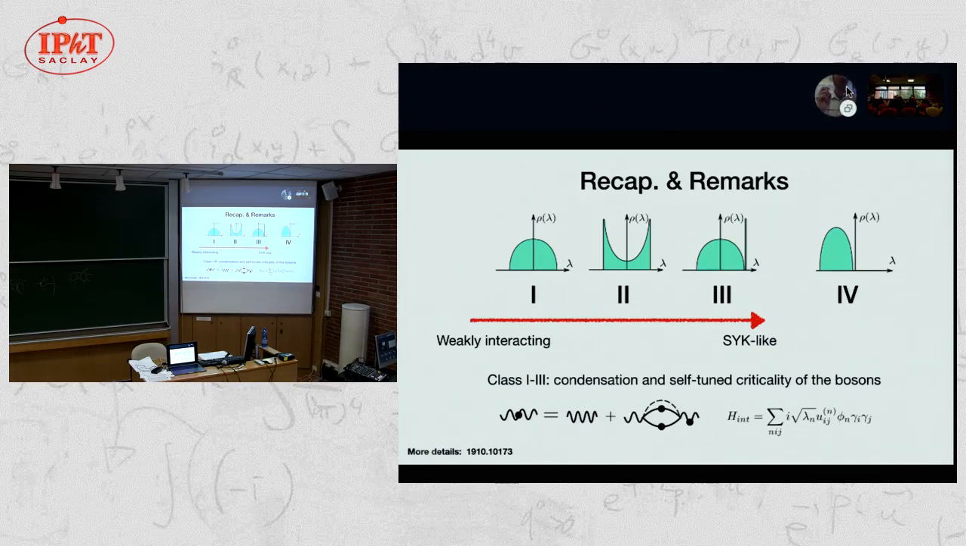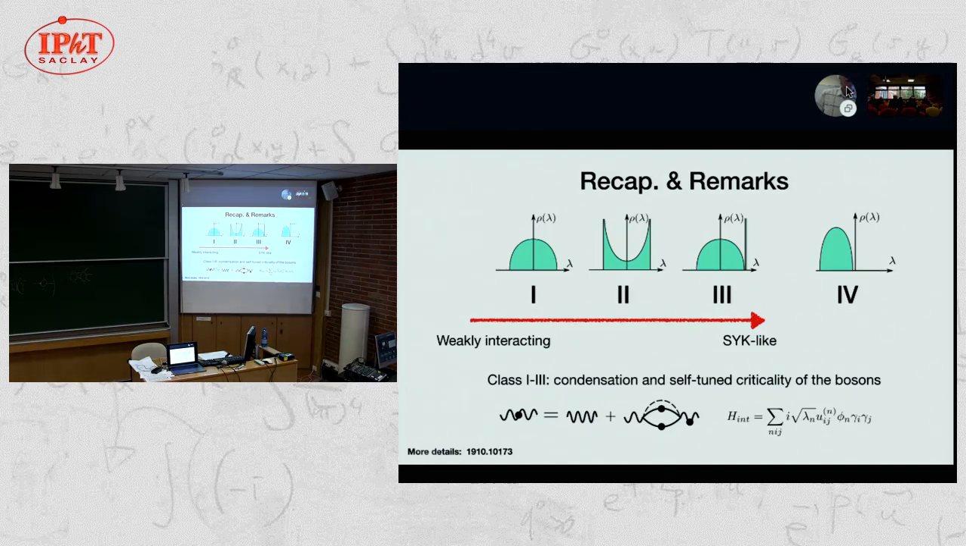To go a step further, the reason why class 1 and 2 are such is that you have some condensation of the softest bosons in class 1 and 2. And a condensed boson will generate a two-body term. So the two-body term is already dynamically generated, and if you have another weak two-body term, it won't ruin the phase.